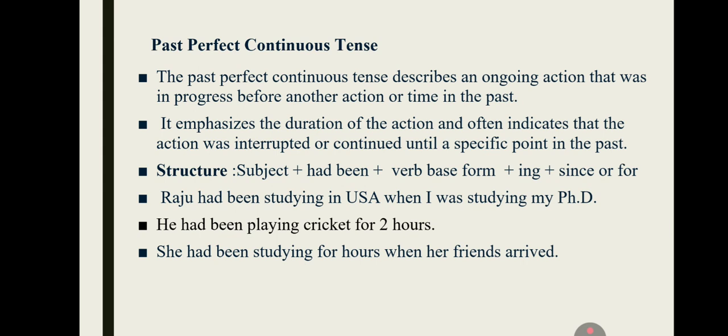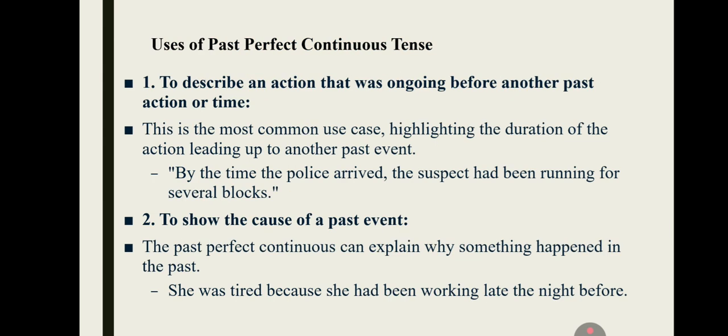He had been playing cricket for 2 hours. She had been studying for hours when her friends arrived. Uses of past perfect continuous tense. First one, to describe an action that was ongoing before another past action or time. This is the most common use, highlighting the duration of the action leading up to another past event. Example, by the time the police arrived, the suspect had been running for several blocks.